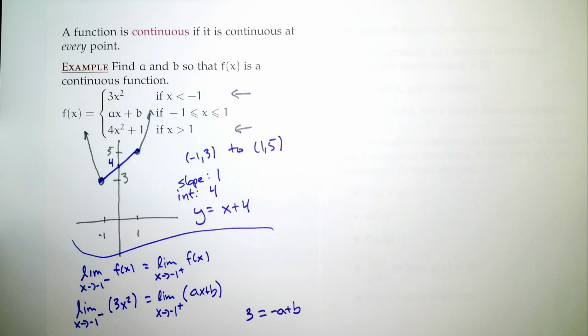The other half is you repeat this same thing, but now instead of going limit as x goes to negative 1, where do we go?